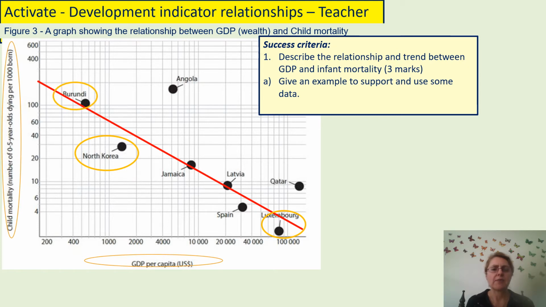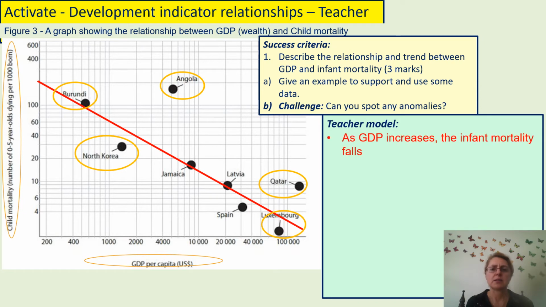Burundi in Central Africa has a GDP per capita of $500 compared to the GDP per capita in Qatar of over $100,000. And Burundi has a higher child mortality rate than Qatar. Can you spot any anomalies? Is there a country that doesn't fit the trend? Angola is an anomaly because it has a higher GDP than both Burundi and North Korea, but a higher infant mortality rate as well. Now let's look at the answers.